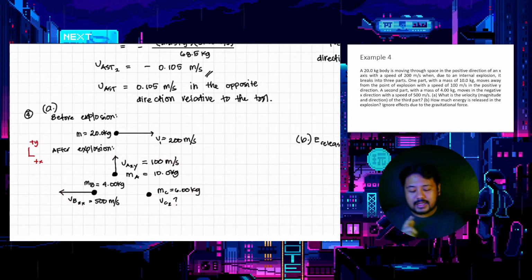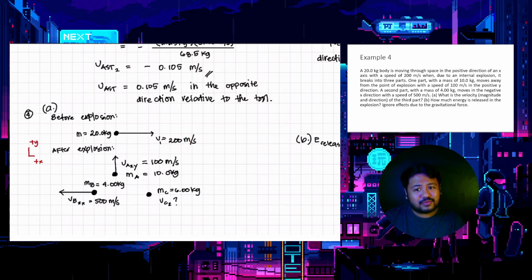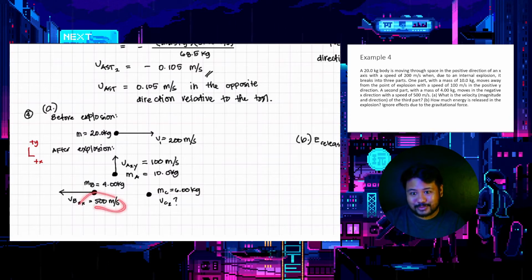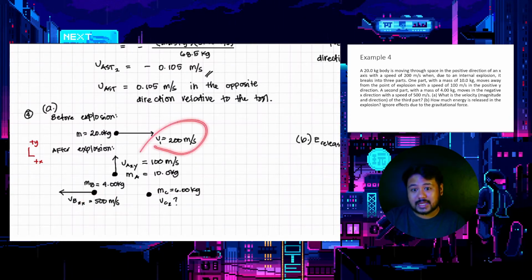So I have this one, the before and then after the explosion. Initially, before the explosion, it is at a speed of 200 meters per second. And then after the explosion, as we have seen here, we have the first part moving at 100 meters per second and the second one moving 500 meters per second. So how come this 500 is kind of questionable? How come it became 500 even though it's starting at 200 meters per second?